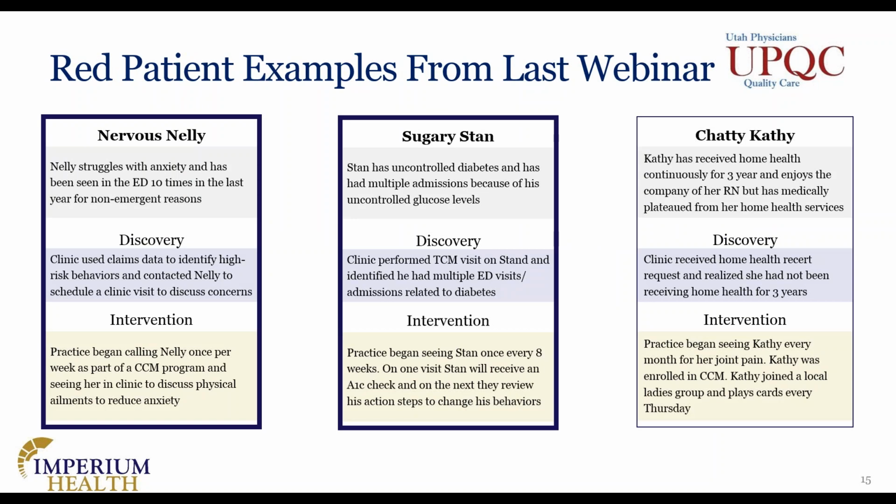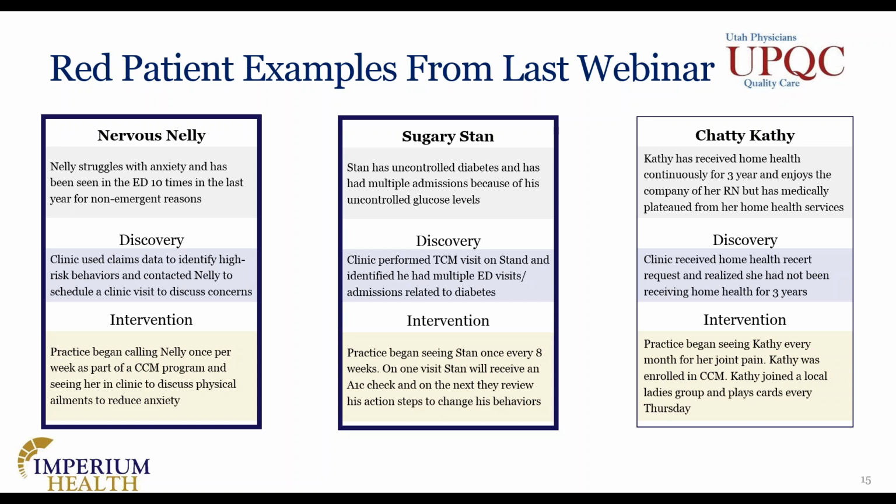So in our last webinar, we did examples of Nervous Nellie, Sugary Stan, and Chatty Cathy. Now, all 3 of these had received care differently than we would have expected. Miss Nervous Nellie struggled with her anxiety. And one of the things we started to do with Nervous Nellie, and the names are changed, but all 3 of these are true examples from another ACO that I work with.